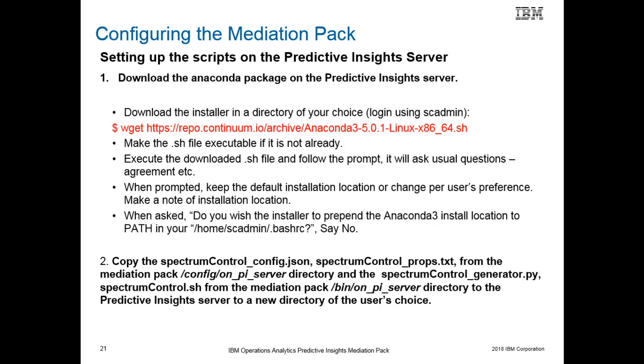This slide will discuss the steps to set up for script execution on the Predictive Insights server. First, download the Anaconda package on the Predictive Insights server using the command shown in red. Make sure that the downloaded .sh script can be executed and then execute the script. Answer all questions that the script produces and follow the prompt replies in this slide. Finally, copy the files shown in step 2 on the slide to the Predictive Insights server.